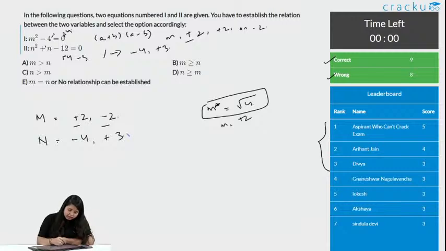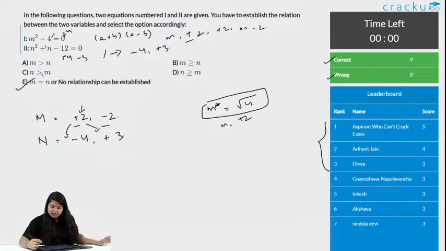Now, on comparing this, what you see is 2 is greater than minus 4, okay, but 2 is less than plus 3. Similarly, minus 2 is greater than minus 4, but minus 2 is less than plus 3. So, no need to compare the second value. When on comparison you get m both greater than and less than n, the one answer that is correct is option E, that is m is equals to n, or no relation can be established. So, there is 9 people who got this correct and 8 wrong. This was the 5th question. We are having more 5 questions. Let us go to the next question.